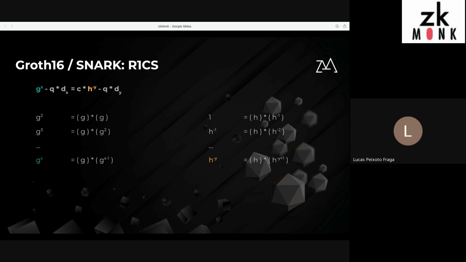So when we're talking about R1CS, it's important to think of it as linear combinations, not as variables. The variables have a less important meaning here, okay?